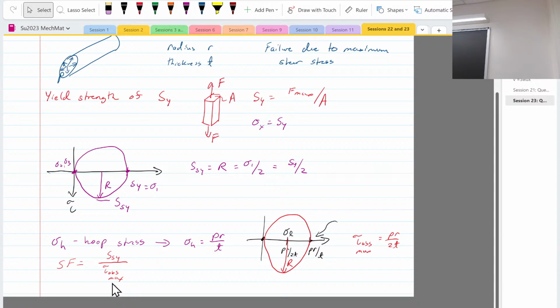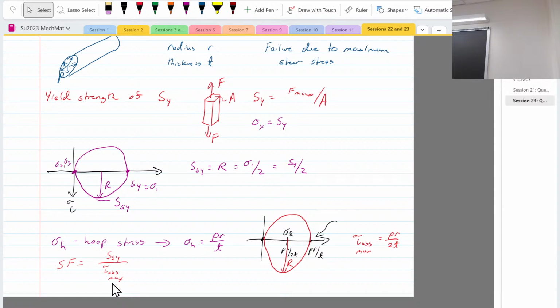Internal, outer, external radius? Wait, what's that? For two, it says radius, the internal outer external radius. Oh. Yeah. I have no idea. I thought I did it and then I didn't.